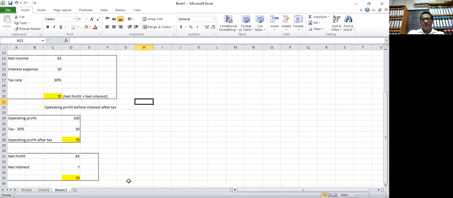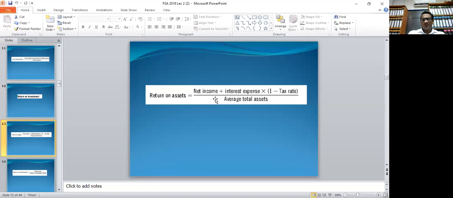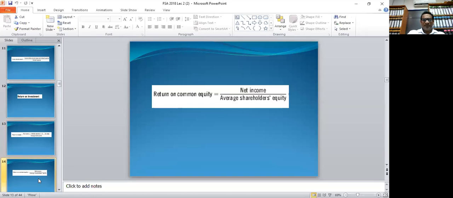So three different ways of getting the same answer. I mean, you can expect a question from the ratio calculations, okay? I have done this subject for many years. You can expect a question from the ratio analysis. For the numerator, net income plus interest after the tax shield. So basically, net income plus net interest divided by average total assets. So return on assets in that way.